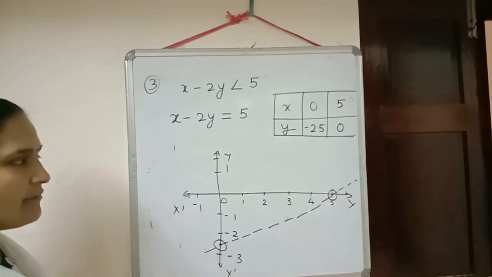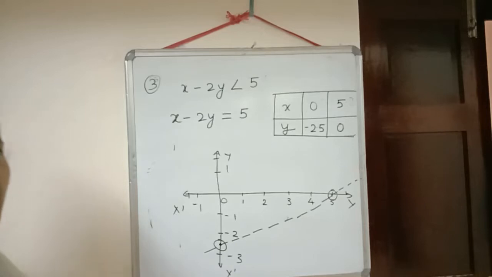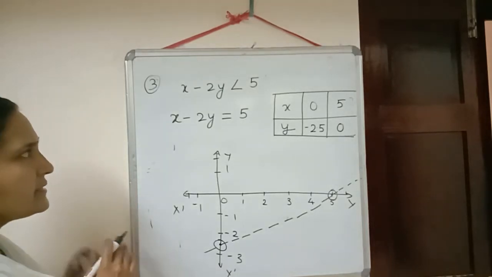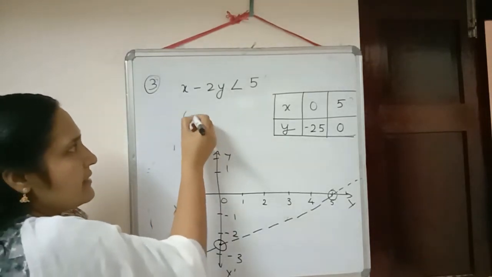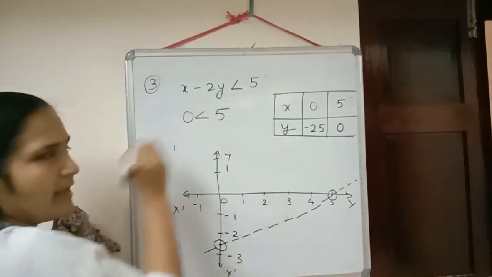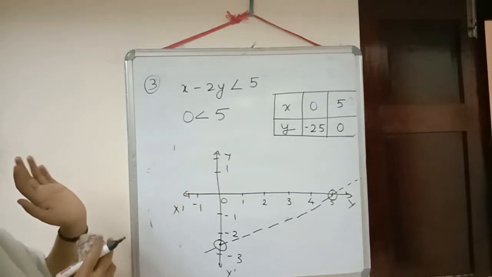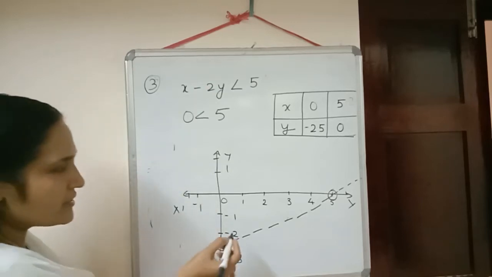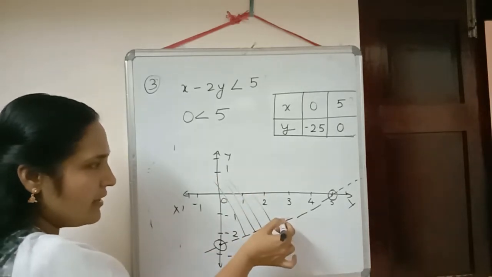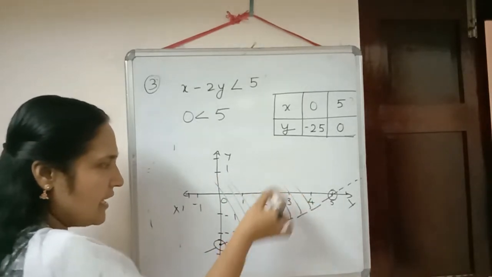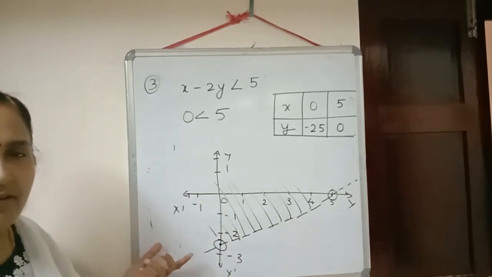Now next step what? Yes, we have to check whether the solution region will be on the side of the origin or on the opposite side of the origin. So for that, just substitute x equal to 0 and y equal to 0, then what do we get? 0 less than 5. Is it correct or not? 0 less than 5 is true. So the solution region will be towards the origin. Origin is on this side, so this side will be our solution region. So just shade, or you can draw some lines in this way. Is it clear how we have done this one?